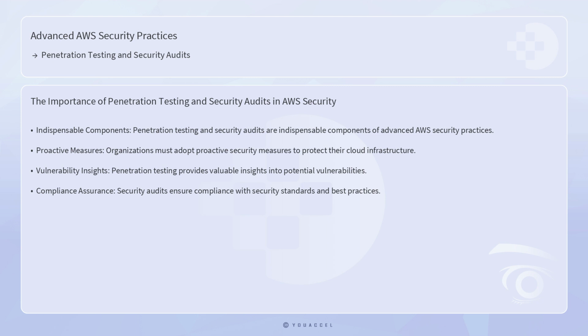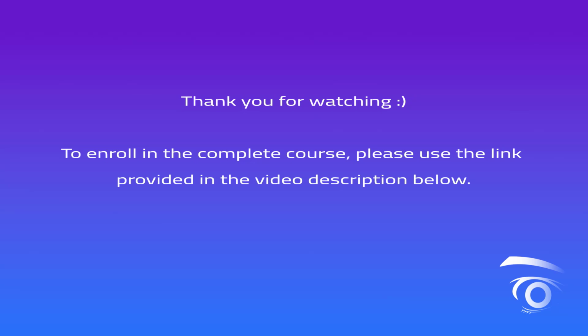In conclusion, penetration testing and security audits are indispensable components of advanced AWS security practices. As cyber threats continue to evolve, organizations must adopt proactive security measures to protect their cloud infrastructure. Penetration testing provides valuable insights into potential vulnerabilities, while security audits ensure compliance with security standards and best practices. By integrating these practices into their security strategy, organizations can enhance their security posture and protect their AWS environment from potential threats. This concludes the lesson.